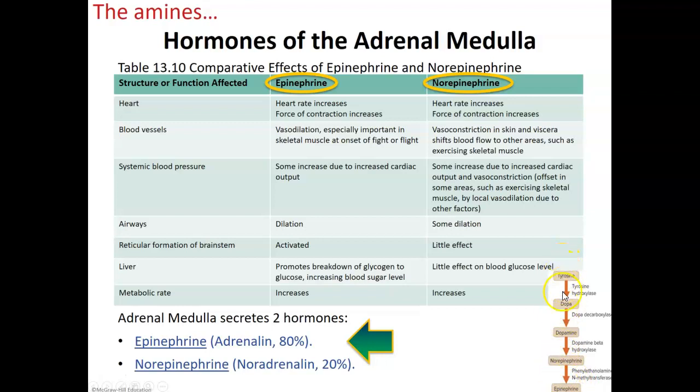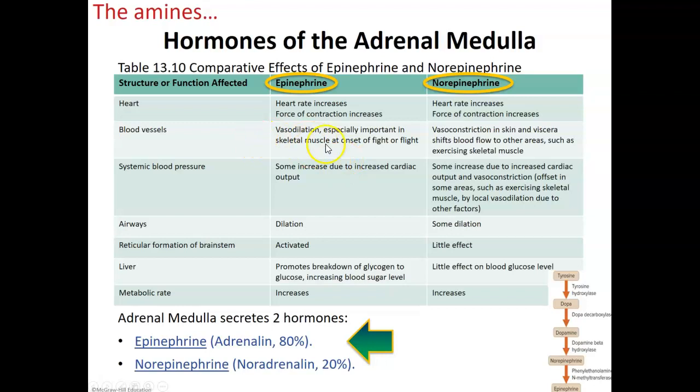I just want you to know that it happens in a sequential set of events. So epinephrine and norepinephrine do different things depending on what the tissue bed is. For example, in the heart, epinephrine is going to increase the heart rate, and it's going to increase the force of contraction. Norepinephrine will do the exact same thing. So you think, okay, they're pretty similar. But then we start to see differences.